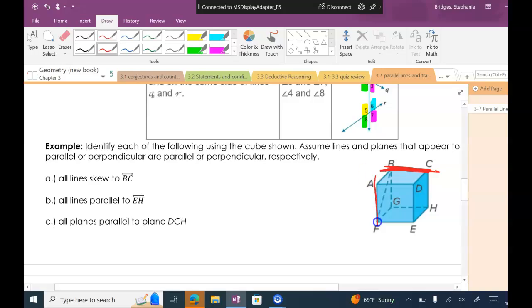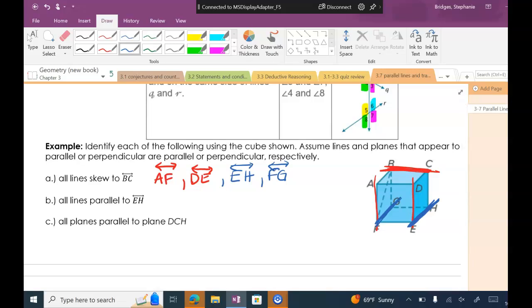AF works, yes. Okay, so line AF, give me another one. DE, that works as well. Which one? EH. Yes, EH works. That one down there. It is going in a different direction, but it does not touch. And there should be one more. FG. Yeah, that one down there. Okay, skew is different planes, different directions, but they still do not touch.